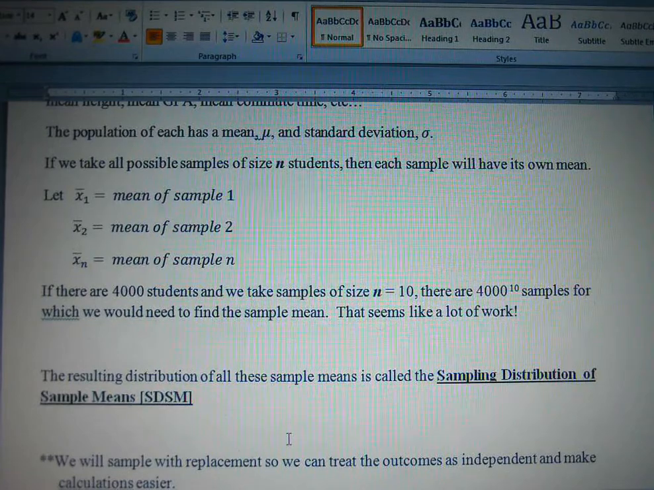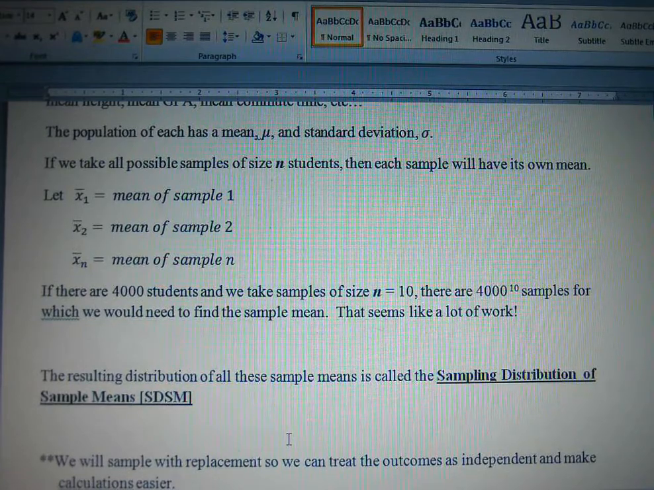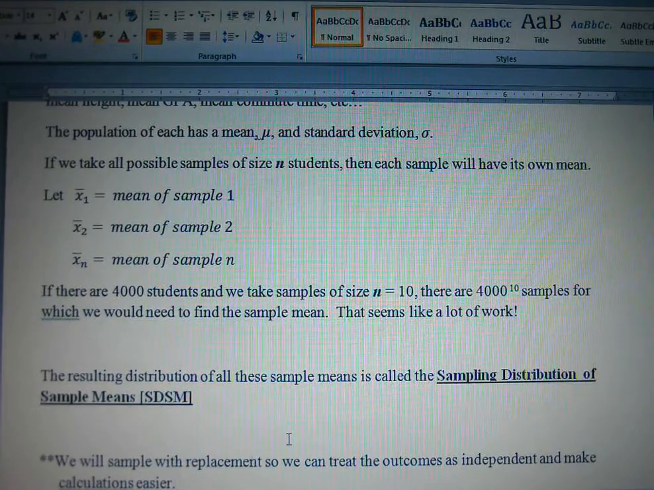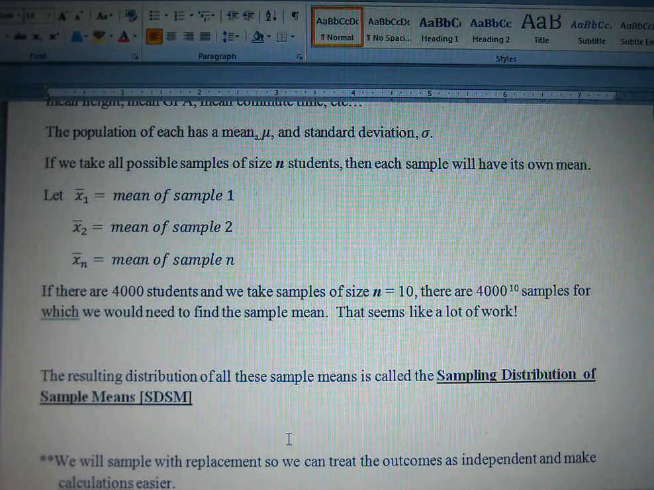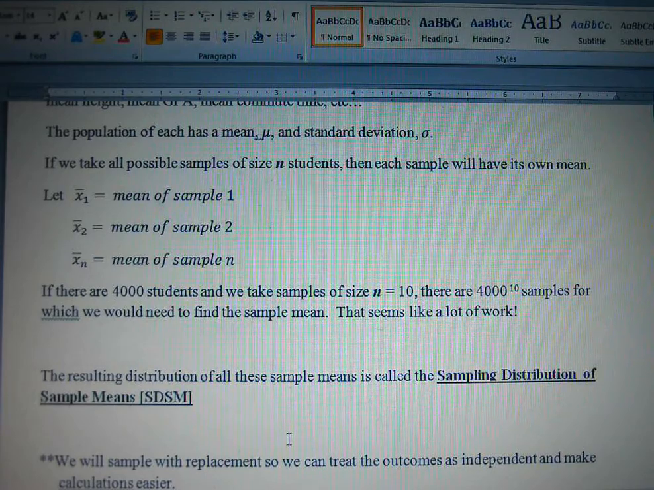The resulting distribution of all these sample means is called the sampling distribution of sample means, or SDSM for short. Okay, so sampling distribution of sample means, SDSM.